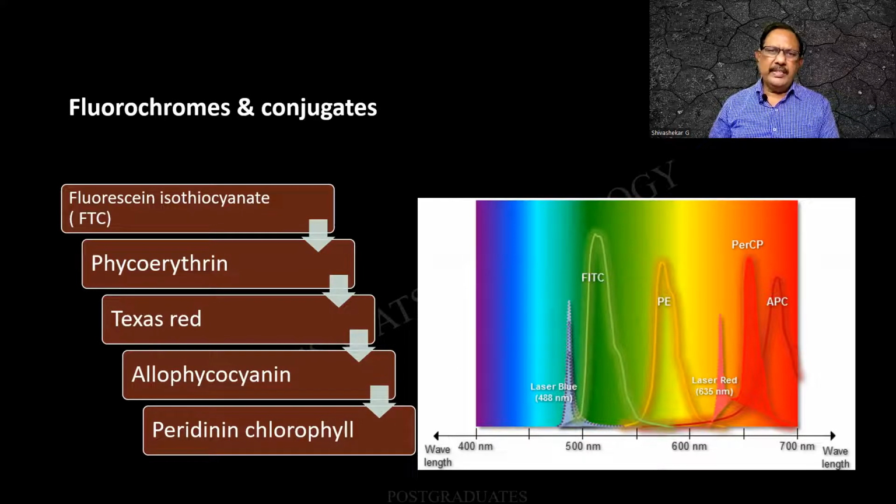There are more than 60 such substances, but I have projected only 5. Fluorescein isothiocyanate, so FITC is here, rather greenish in color. And phycoerythrin, that's over here, more of yellowish. Texas red, so there is a Texas red over here. Phycocyanin, that is here, more of orange. And peridinin chlorophyll, that is over here. And there is a laser blue also.